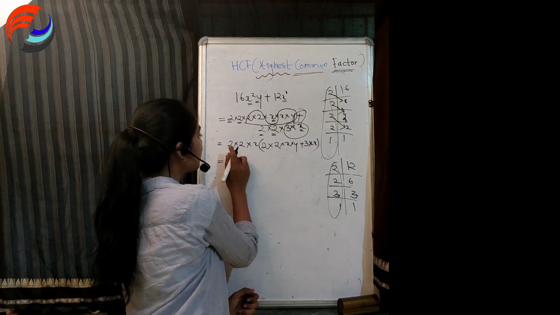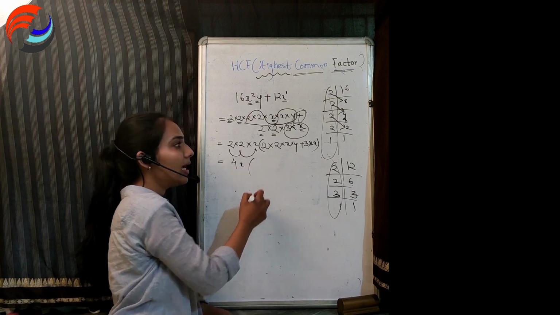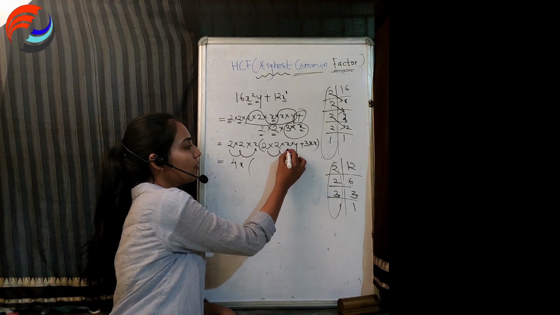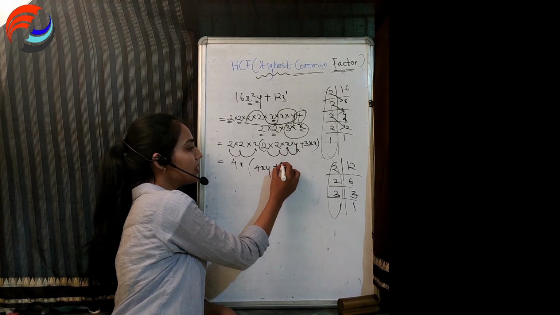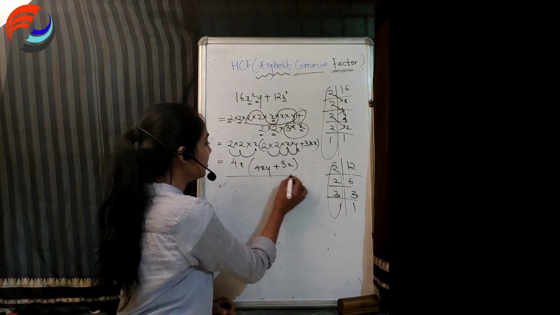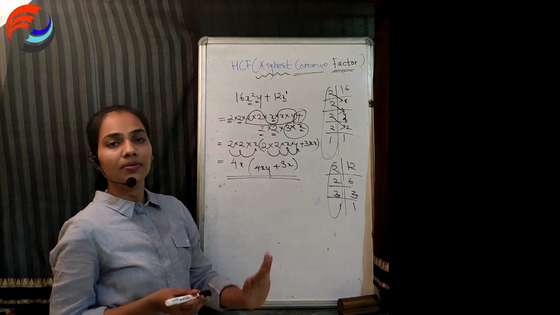Now do the multiplication. 2 2s are 4, 4 multiply x is 4x. Then 2 multiply x, 2 2s are 4, 4 multiply x, 4x multiply by 4xy plus 3x. Okay, so this is the way to find the HCF of binomials.